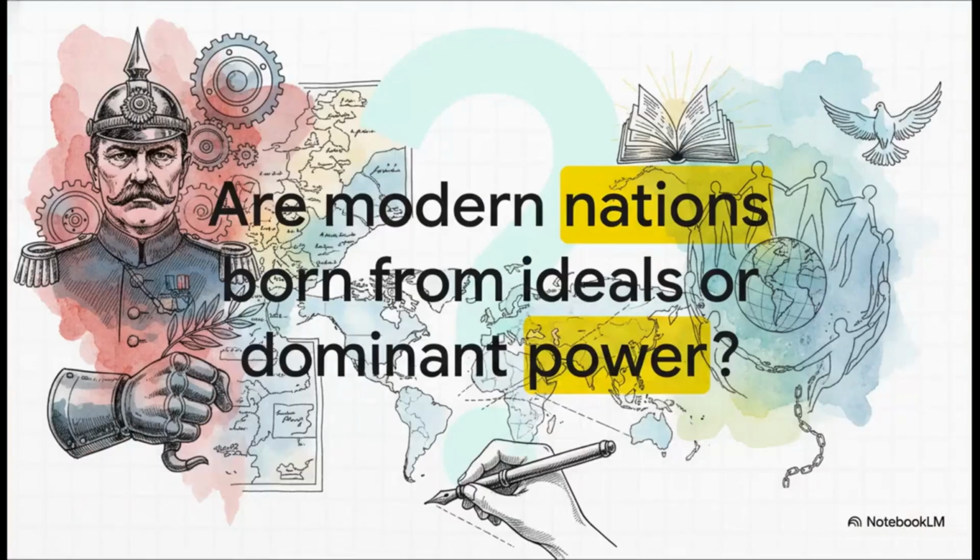And this brings us to a really crucial realization as we wrap up this explainer. Looking back at the iron will of Bismarck, the strategic maneuvering down in Italy, and the cultural suppression by the English, we are left with a pretty powerful question. Are modern nations truly born from the shared democratic ideals of their people, or are they simply the successful branding of whichever dominant power managed to seize control?